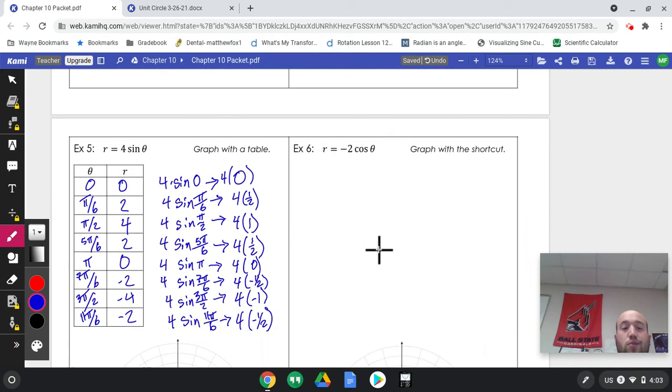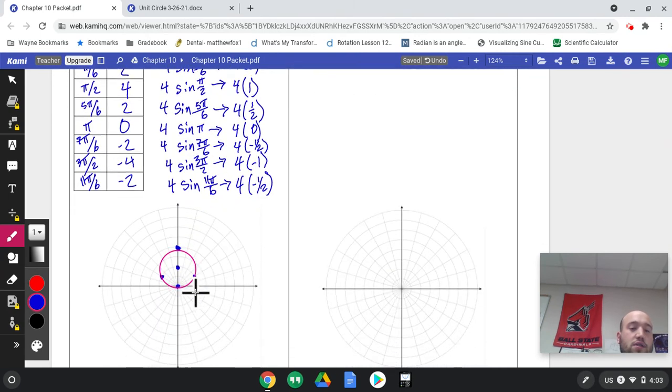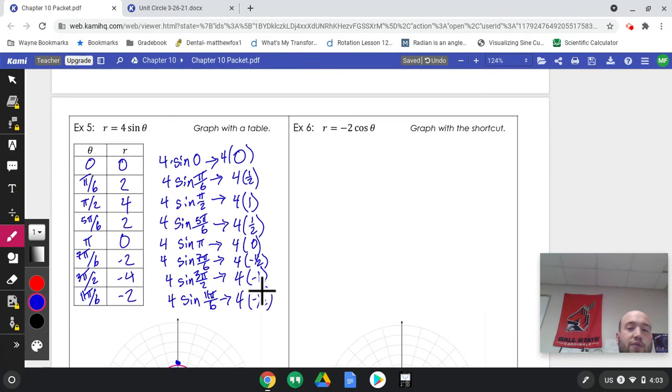Now, let's talk about a shortcut here, because that did take kind of a lot of time. You'll see they started to duplicate. They repeated on each other. So essentially, the circle goes around twice. We only need it once. We can figure out a shortcut.